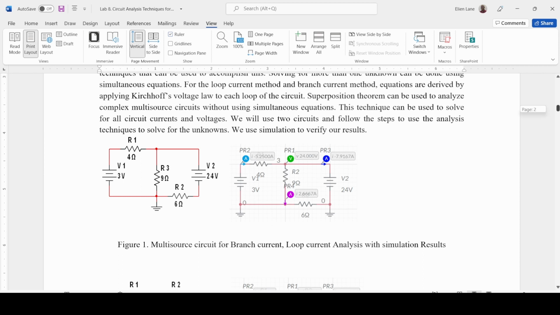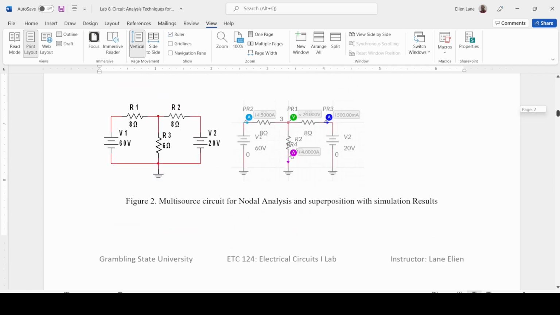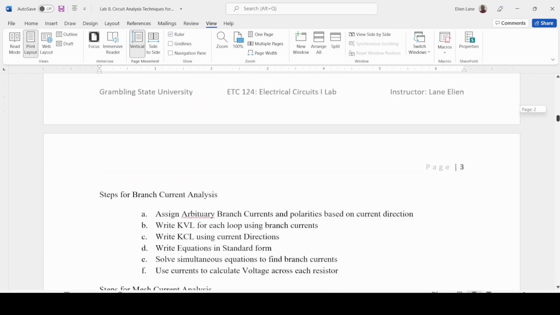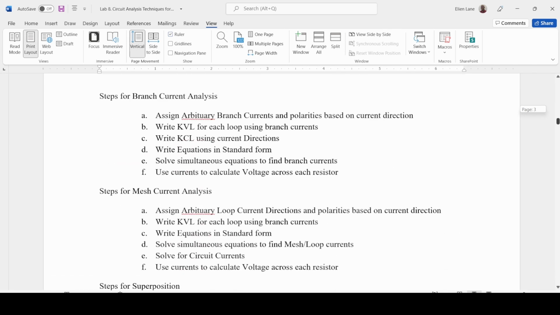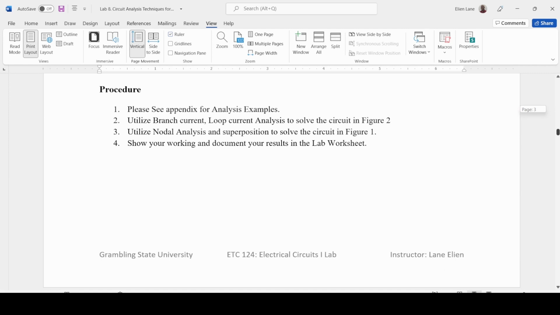So we have two different circuits, and in this lab we give you the answers. We use two techniques for the first circuit and two techniques for the second circuit, and we ask you to do the same, just flipped around. You'll do the other two techniques for the first circuit and the other two techniques for the second circuit. This is the second circuit here. The steps for each technique are presented to you. In the procedure, it tells you to use a particular technique to solve the circuit in figure 2, and then use the other two techniques to solve the other circuit that was not solved, and put your results in the lab worksheet.